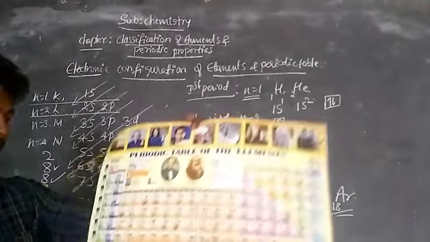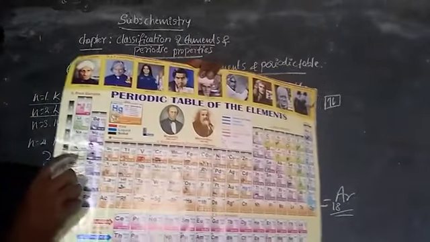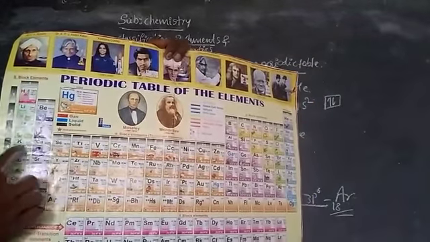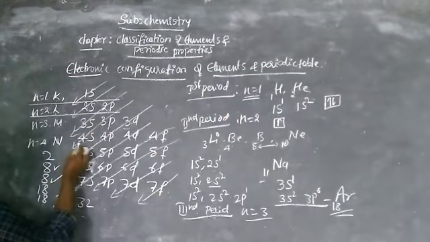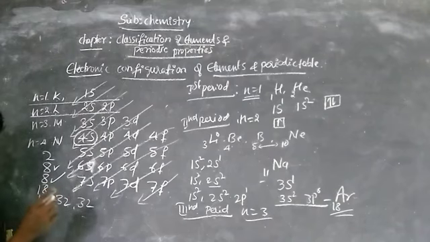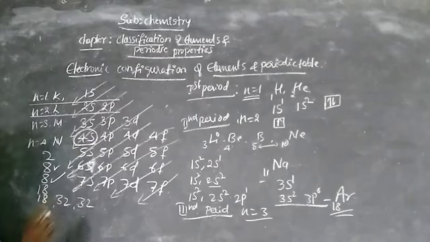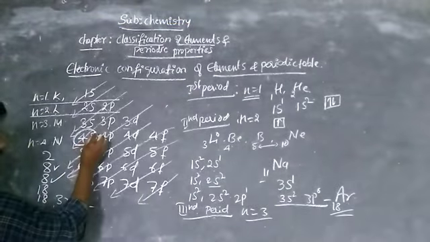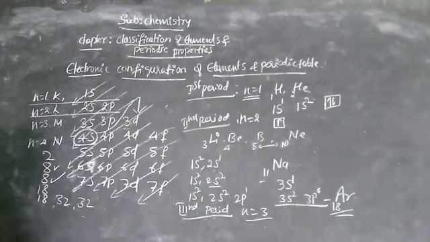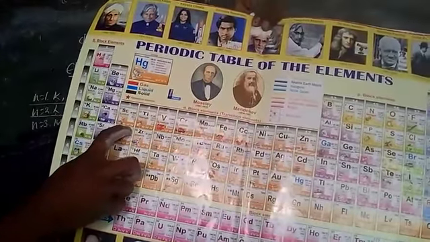Similarly, for the fourth period, n is equal to 4. So for potassium and calcium, the electrons are filled in the s orbitals, 4s. In the fourth shell, that means in the fourth period, the s orbital is filled completely for potassium and calcium. Then for scandium, it jumps to 3d. After filling 4s, it moves to 3d, right? So for scandium, the electronic configuration is 3d1 and 4s2.